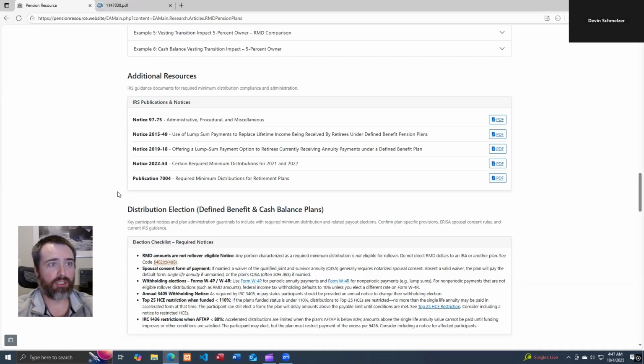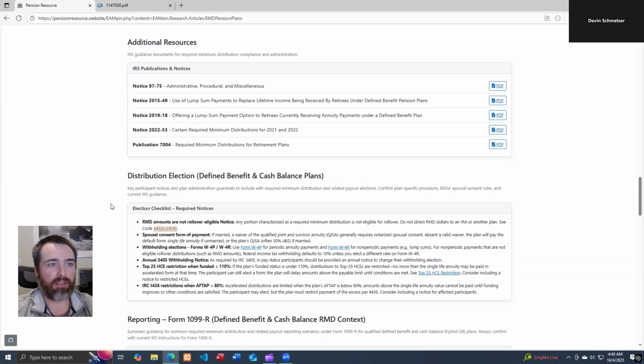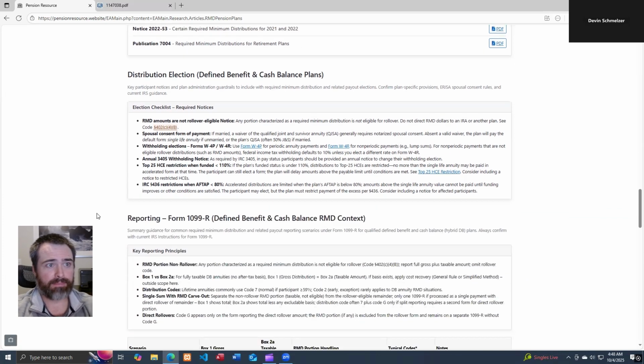Moving down to the distribution elections and the notices generally to be included. When you're doing an RMD calculation packet for participants, don't forget the notice for what's not eligible to be rolled over and what is. You still have to do the spousal consent forms for optional forms of payment that aren't the default J&S.